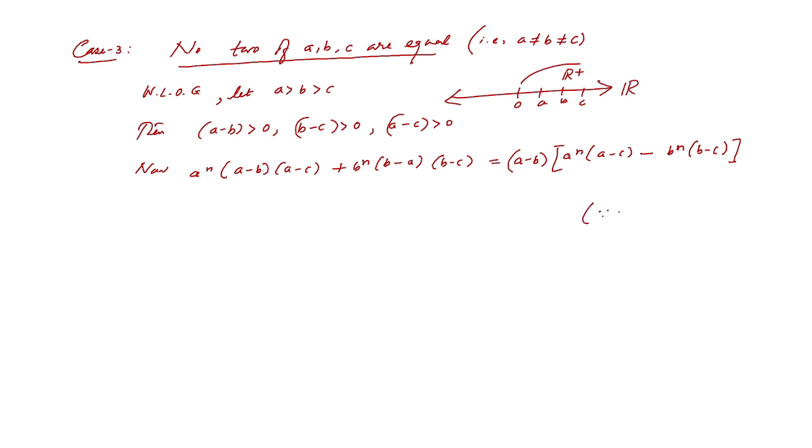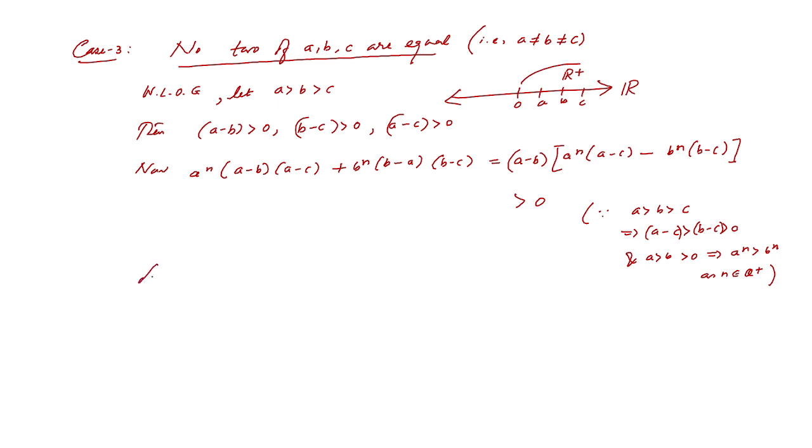Now the case is, since A greater than B greater than C, this implies A minus C is greater than B minus C, and this quantity is greater than 0, and A greater than B greater than 0 implies A to the power n is greater than B to the power n, as n belongs to positive rational numbers. And hence using this inequality, we put it here, and that expression must be strictly greater than 0.